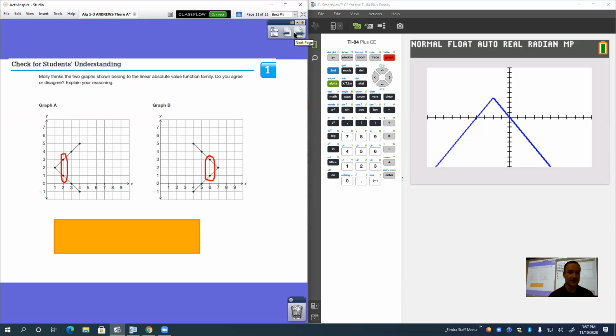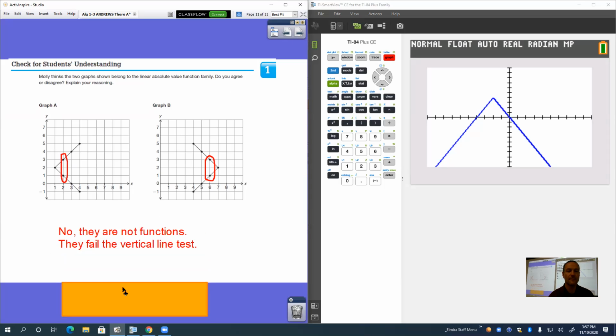So Molly thinks these two graphs belong to the linear absolute value function family. Do you agree or disagree? These would not belong because they are not functions. These fail the vertical line test. There are two dots directly above each other. So they are not part of the function families. And that's the end of the lesson.